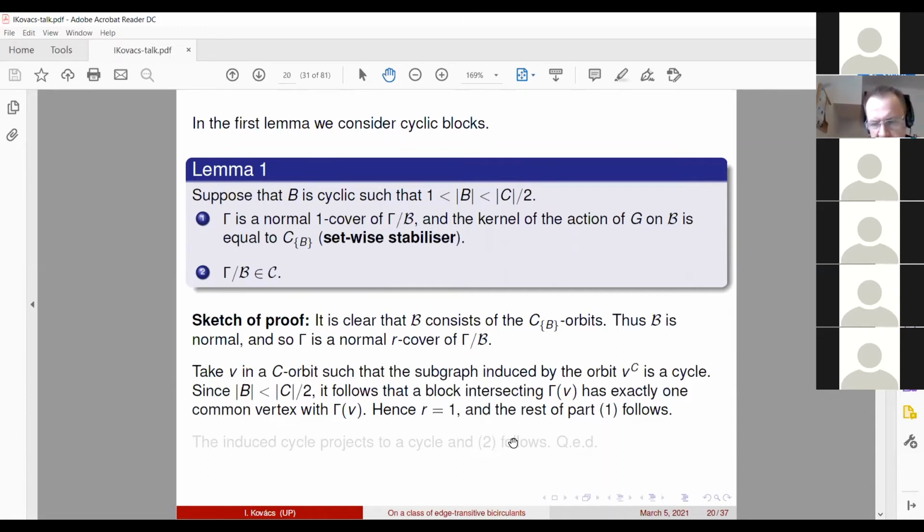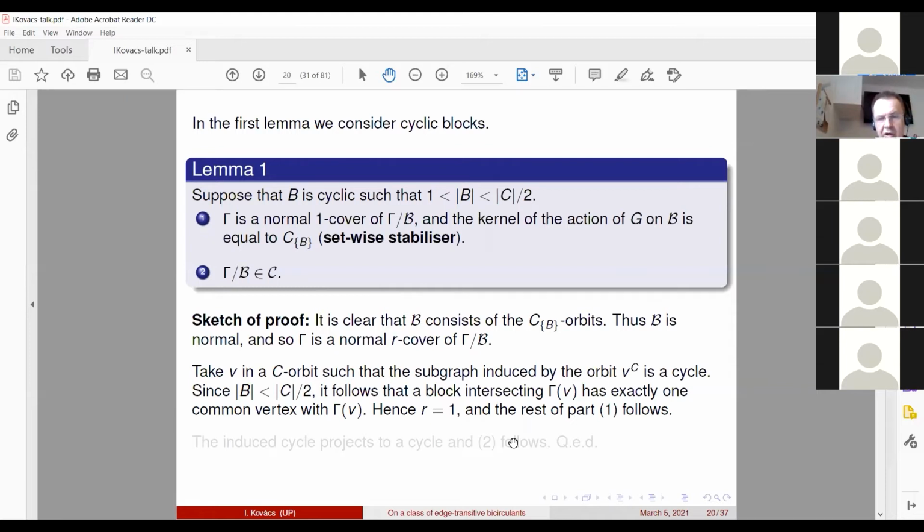To find this R, we use the fact that if you pick a vertex V in a C-orbit such that the subgraph induced by this orbit is the full cycle, then V has only two neighbors inside the orbit. And because the size of B is less than half of C, you can see that the neighborhood of this vertex V has exactly one common vertex with a block intersecting it. This shows you that R must be 1, and this is a 1-cover.